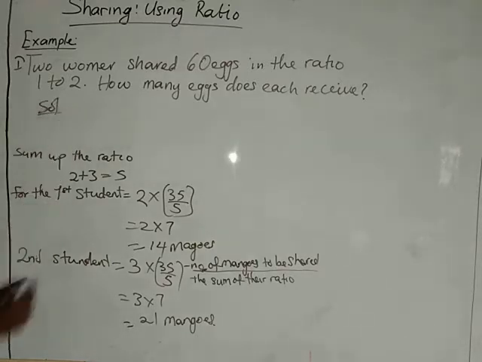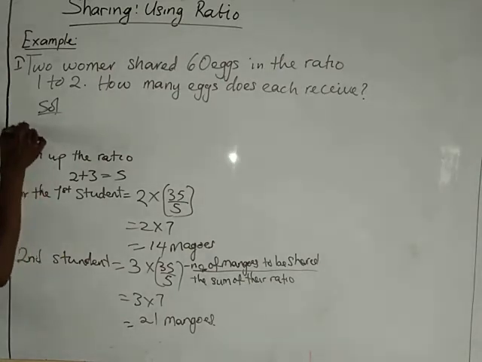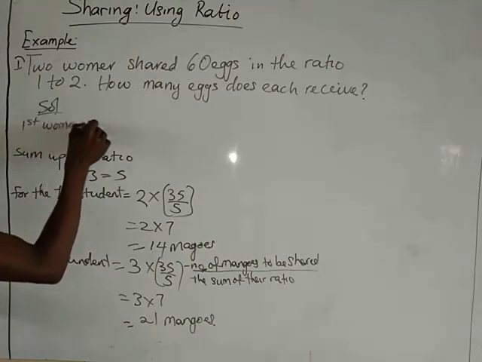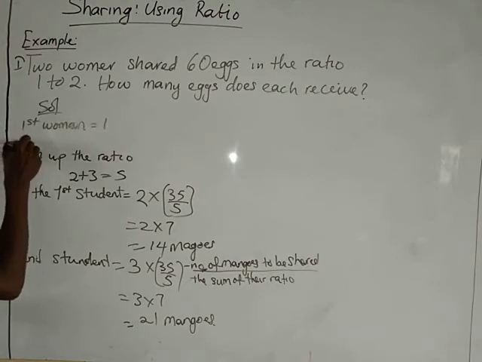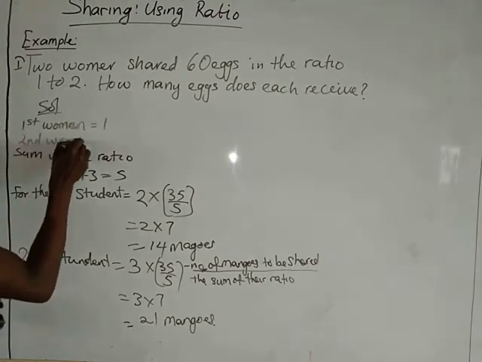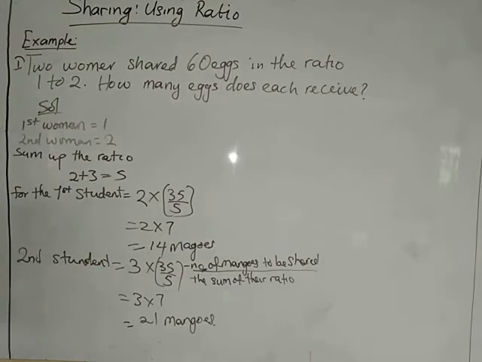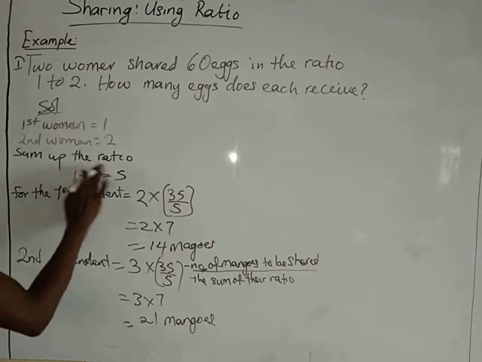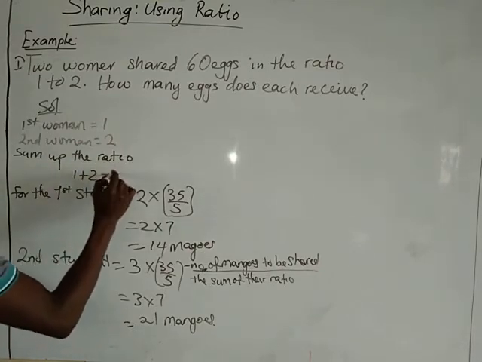In our solution now, let's move on. Just like we did the first one, we first of all sum up the ratio. To sum up our ratio, what ratio do we have? The first woman is having a ratio of 1, while the second woman is having the ratio of 2. Meaning for every one the first woman gets, the second woman is getting 2. So to sum the ratio up now, we'll be having 1 plus 2, giving me 3.